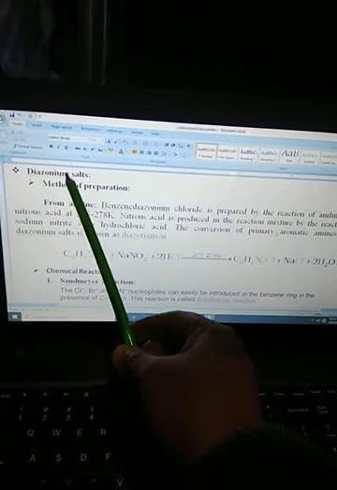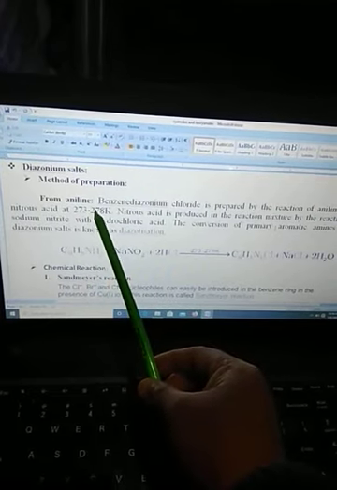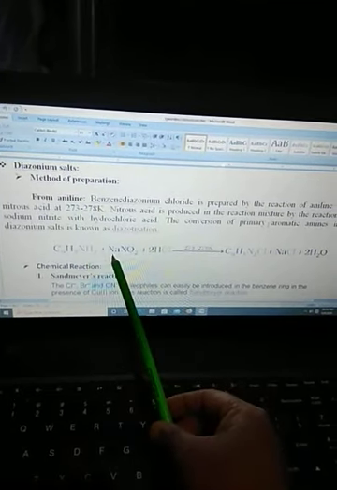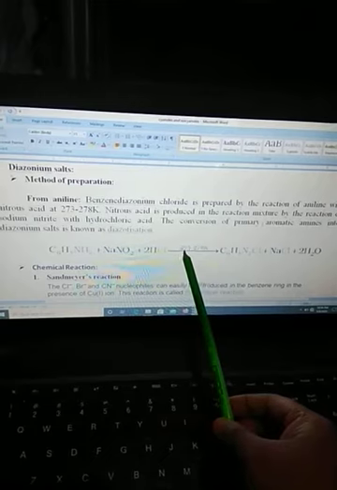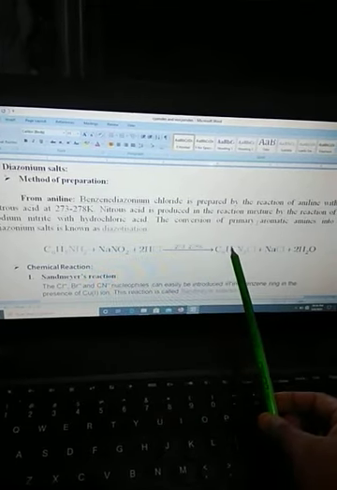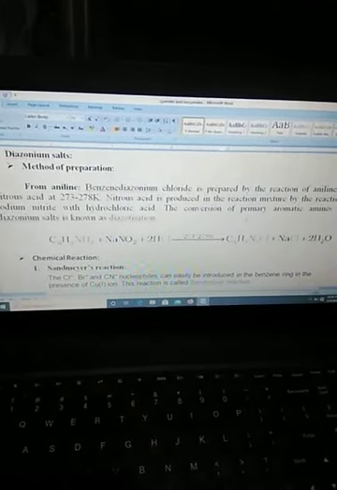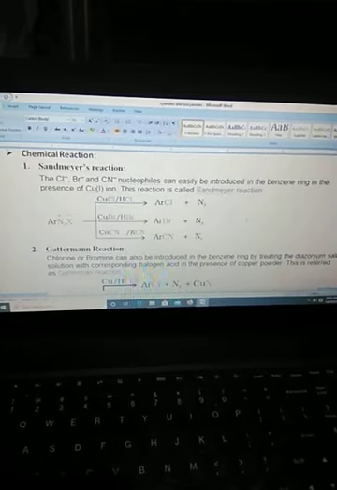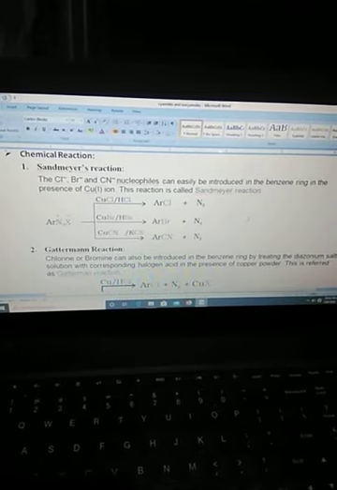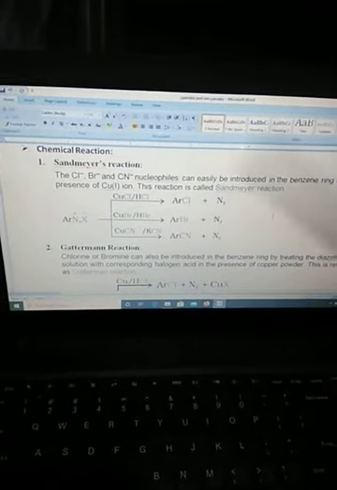So diazonium salt is basically prepared from aniline. Aniline is treated with sodium nitrite and HCl at a very low temperature, 0 to 5 degrees Celsius. It is going to form benzene diazonium chloride plus NaCl plus water. This reaction is known as the diazotization reaction. Got it? So this is the preparation of diazonium salt. Now the important thing that we need to discuss is the chemical reactions of diazonium salts, because since it is a very important intermediate, it is used for the preparation of many organic compounds.